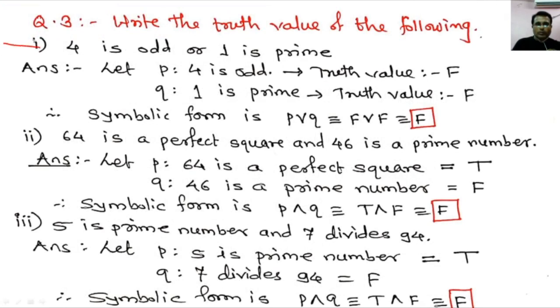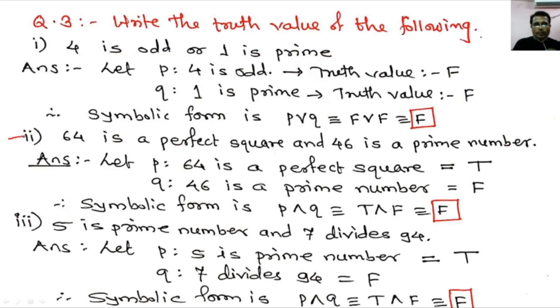First question, that is here 4 is an odd number. We know that this is one part, 1 is a prime number, this is another part, out of which 4 is an odd number is false and 1 is a prime number, that is also false. We know that prime numbers start with 2. So therefore the symbolic form is P or Q, that is false or false, and false or false is always false. So that's why the first statement is false.